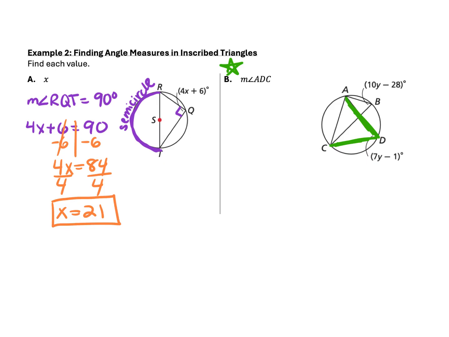And then the other angle that we are given is angle ABC. Notice that both of these angles create the same intercepted arc. Arc AC is intercepted by both. Since both inscribed angles intercept the same arc, arc AC, we know that the angles are congruent.